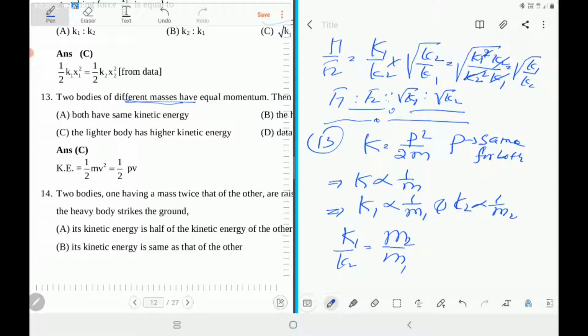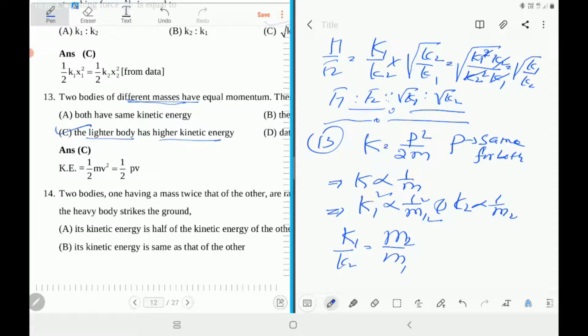What is this? Inverse relation. Inverse relation means mass inversely proportional to kinetic energy. So, less is the mass, more will be kinetic energy. So, your option must be lighter body has higher kinetic energy. Option C. That's very easy calculation. Now, we'll see one more.